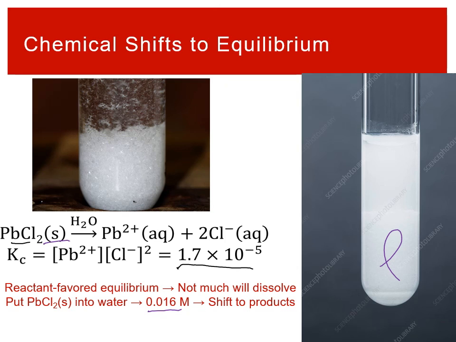You have made some of what we would call our products, right? Those dissolved ions. There are some dissolved ions, so there has been a shift to products. It's not a big shift to products, but there is still a shift towards the product side. So still very much a reactant-favored equilibrium, but because you started with no product at all, any product would still be characterized as a shift towards the product side.